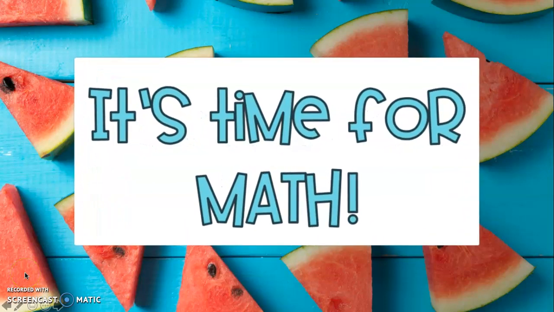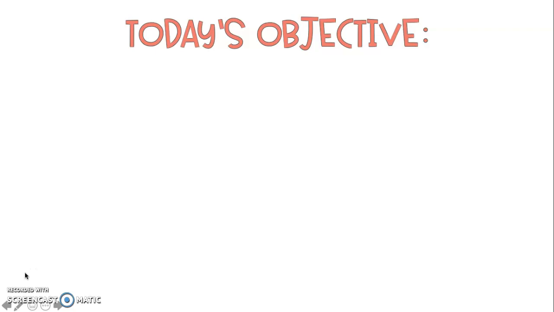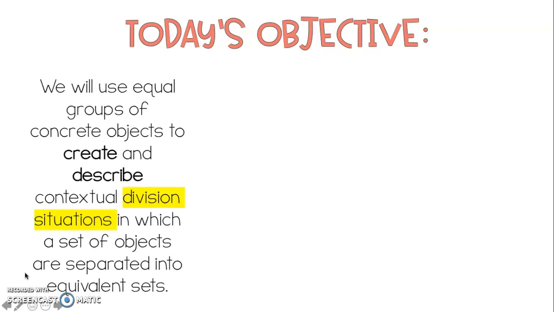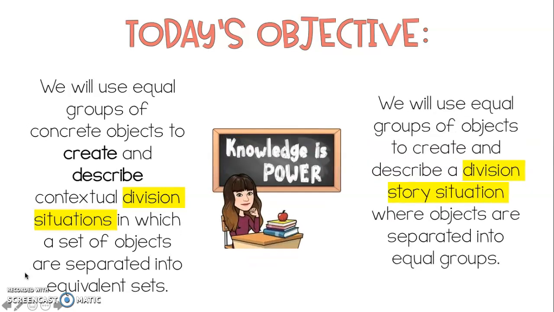It's time for math. Today's objective: We will use equal groups of concrete objects to create and describe contextual division situations in which a set of objects is separated into equivalent sets. So what does this mean? It means that today we will use equal groups of objects to create and describe a division story situation where objects are separated into groups.